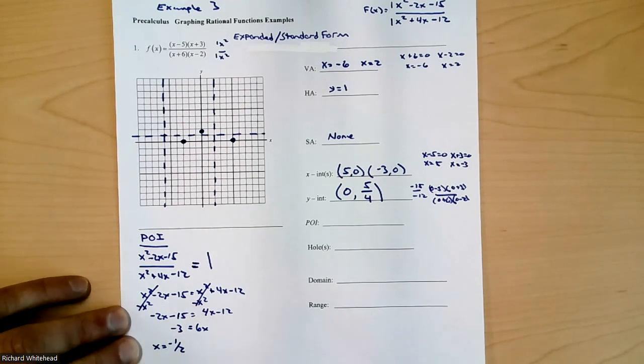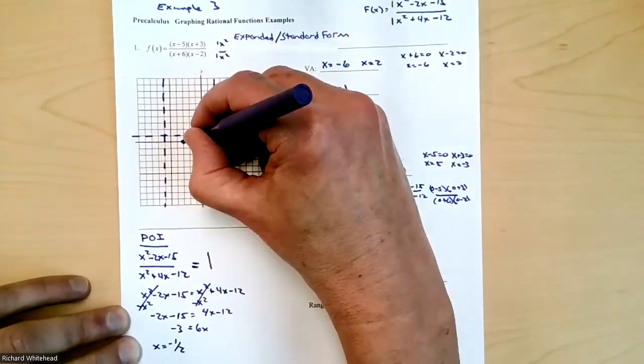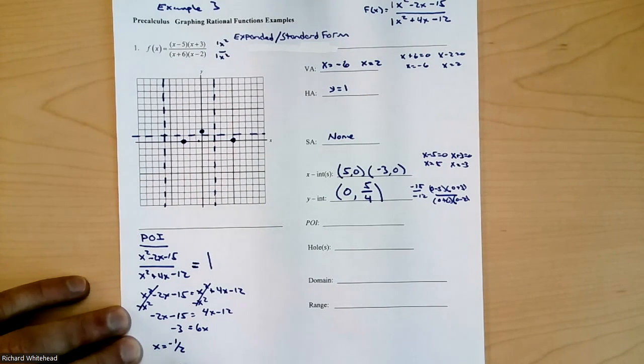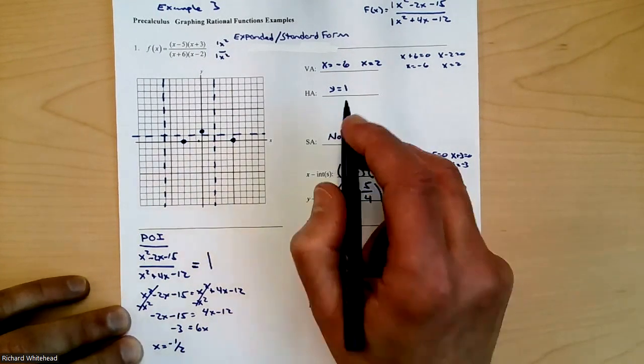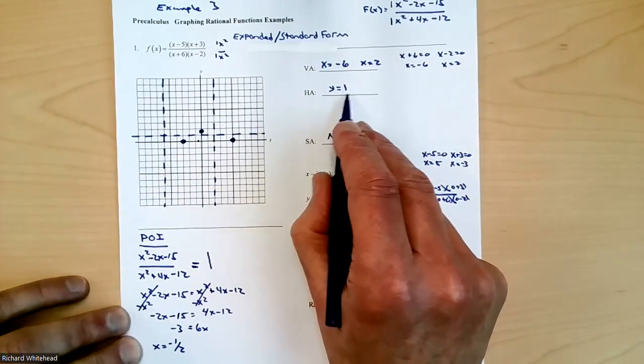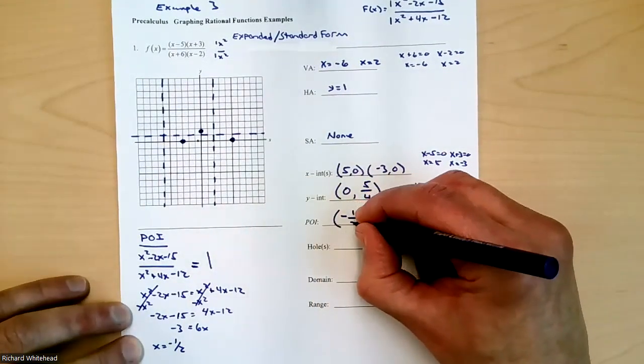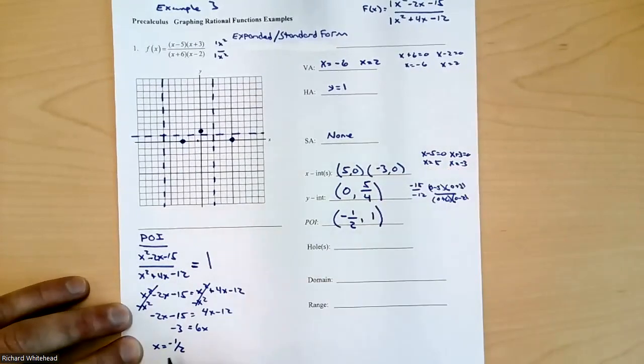I'm sad now. X is equal to -1/2. -1/2 is about right there. What's the corresponding y value? Well, the y value at the horizontal asymptote is always 1.